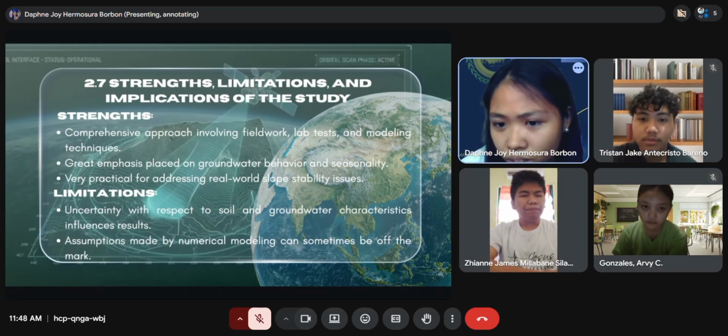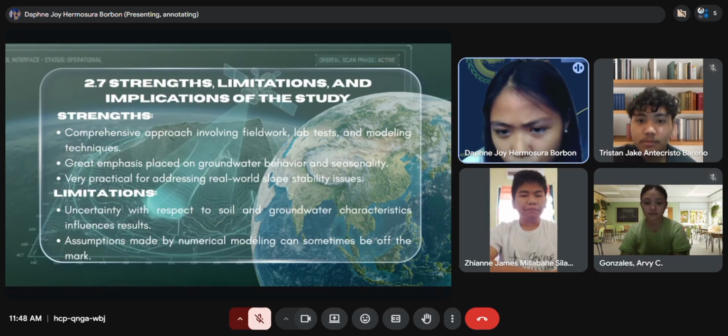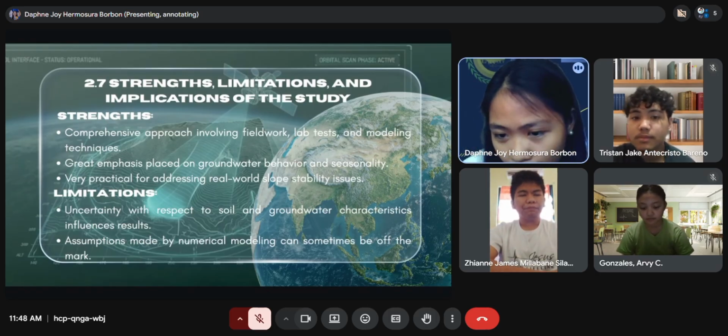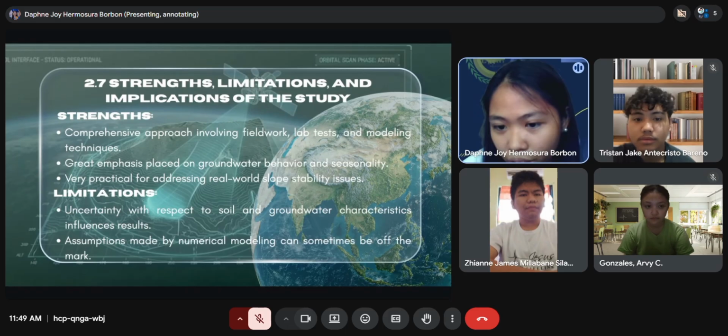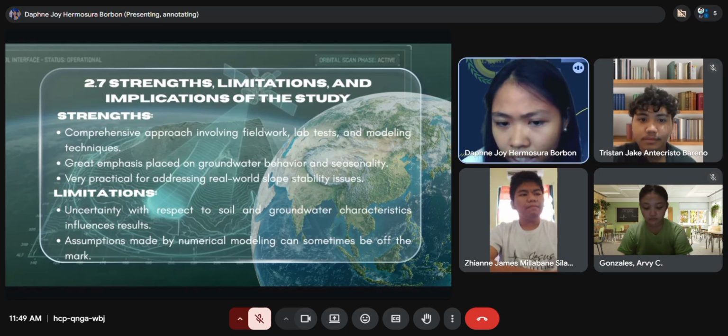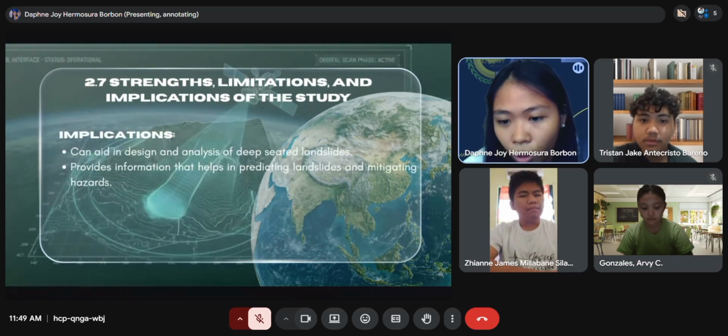However, the study also has limitations. So there are uncertainties in soil properties and groundwater measurements, which can affect the precision of the results. In addition, numerical models rely on assumptions about soil behavior and boundary conditions, which may not perfectly represent real-world conditions. Despite these limitations, the study also has strong practical implications.